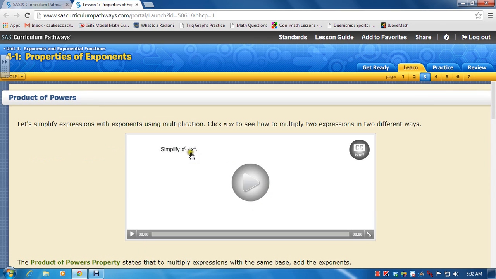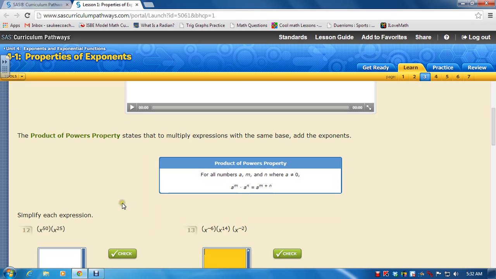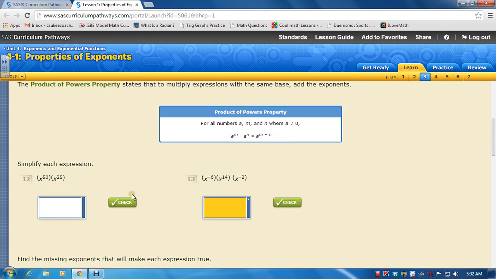Okay, product of powers. I think we've got a pretty good handle on that. The thing to make sure that we have is, in order to follow this rule and simply add the exponents, I must have a like base. Okay, so here I've got a like base. I'm simply going to add those exponents up. Okay, so I would get x to the 75th power right there.